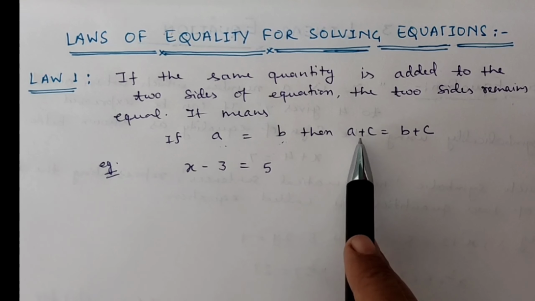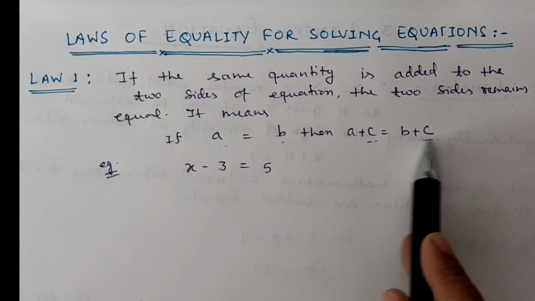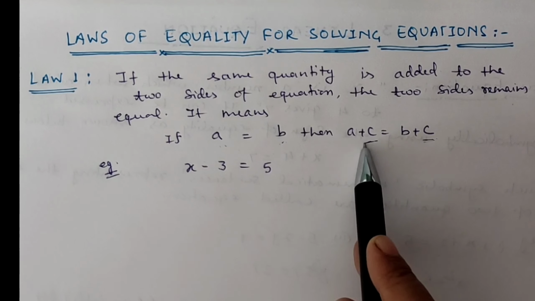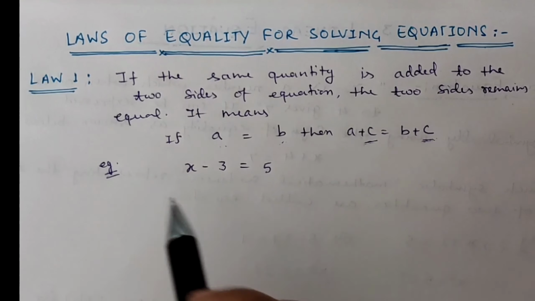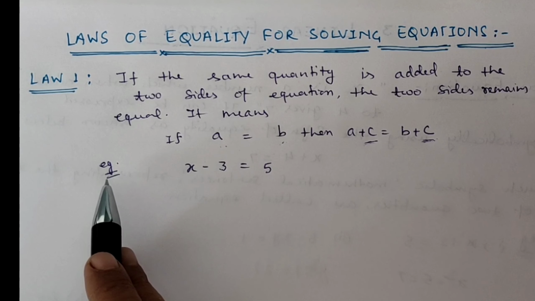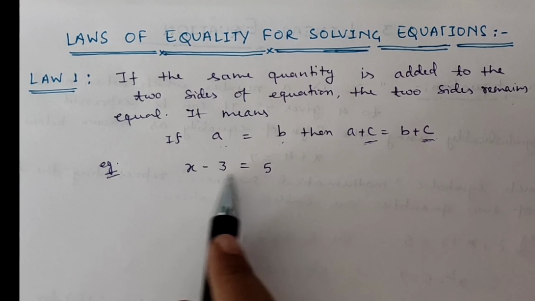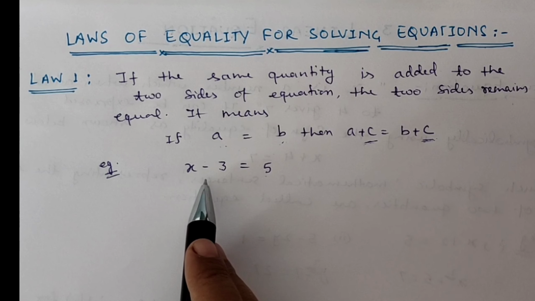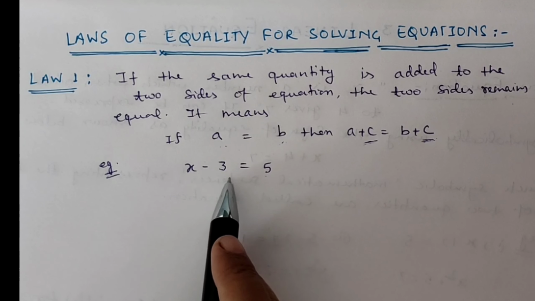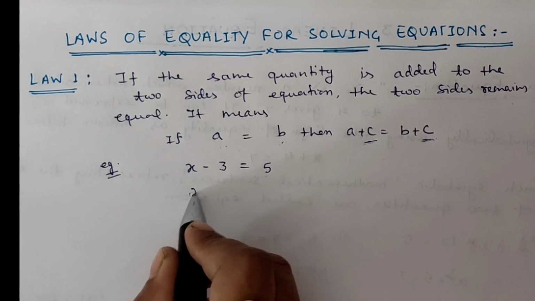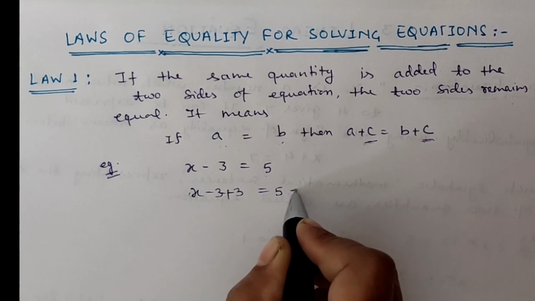Here you can see a plus c is equal to b plus c. This c you are adding on both sides, then the equation is the same and you will get the solution of the equation. You will understand it better with one example. Here the example is x minus 3 is equal to 5. This is the linear equation. Now you have to find the solution of this linear equation. So you will add plus 3 on both sides. X minus 3 plus 3 is equal to 5 plus 3.